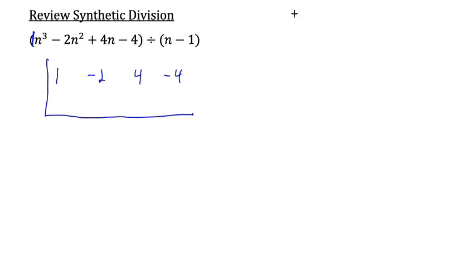And then to the left, we put the zero. Now, here's a factor, and if n minus 1 is a factor, we can set that equal to 0 to get the zero. So 1 is a zero of this polynomial. So on the outside, just to the left, I'll put a 1. Step 1 is to bring down this first coefficient, and then we multiply. 1 times 1 equals 1, and we'll put that underneath the negative 2. So I got this 1 by multiplying 1 times 1. Now we add. Negative 2 plus 1 is negative 1.